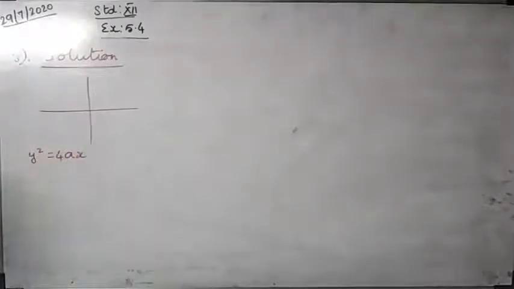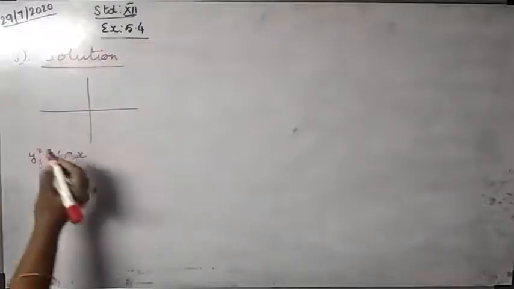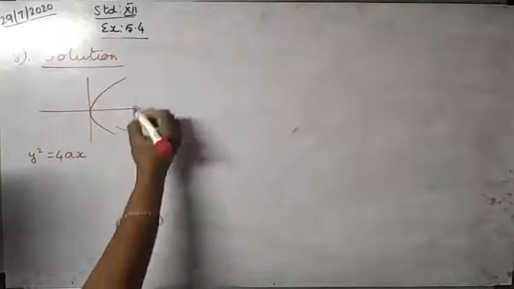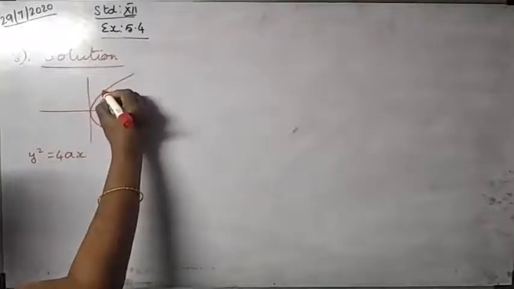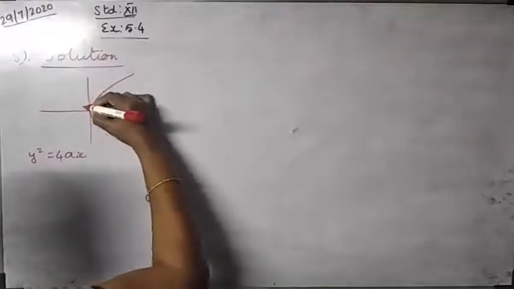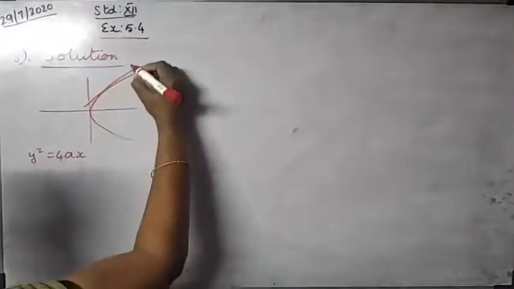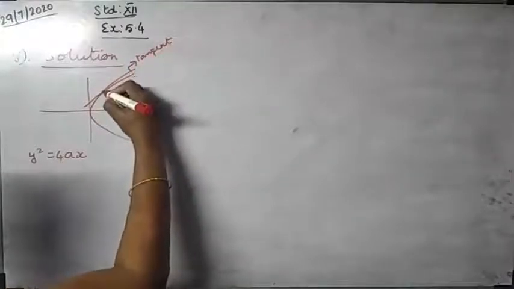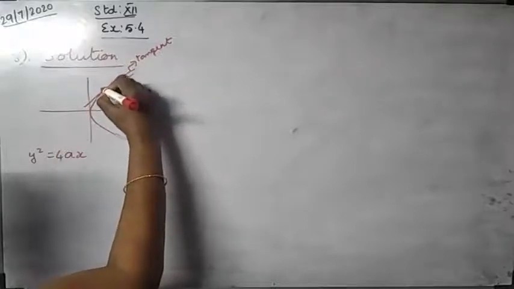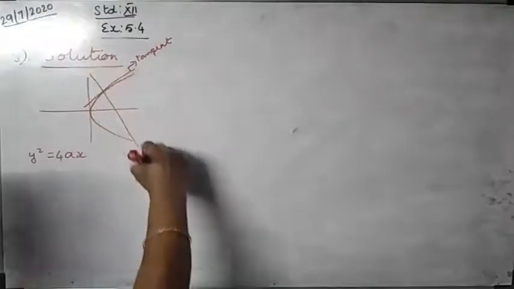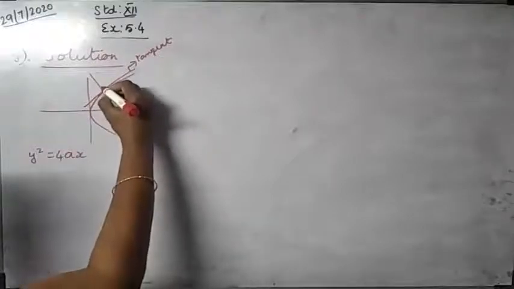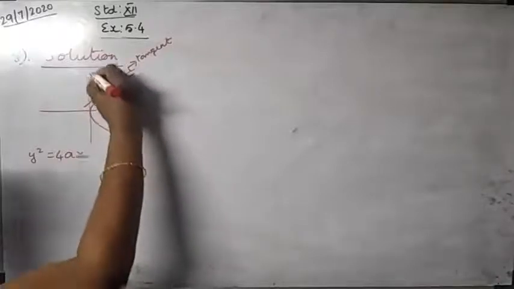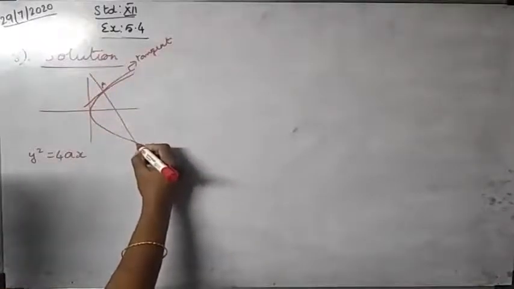So from this equation we can understand that the vertex is 0, 0 and the parabola opens rightward. So draw the parabola like this. If I take a point A here, then if I draw a tangent through A, this is the tangent at A. So the parametric form we can write. If I draw the normal, so it is T1 and it is T2. So here the point A, once again this normal meets the parabola at T2, it is given.